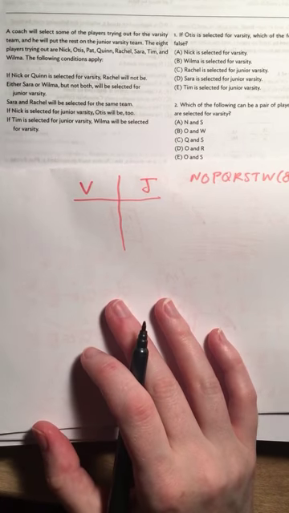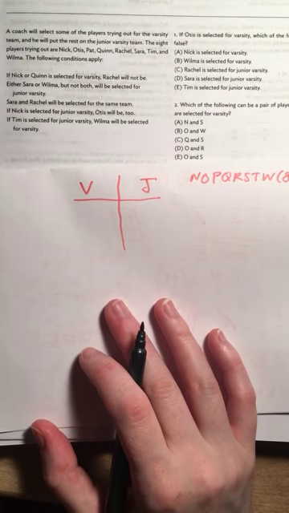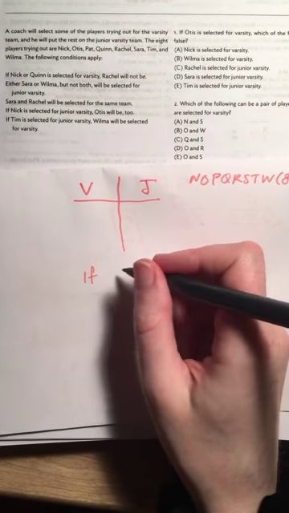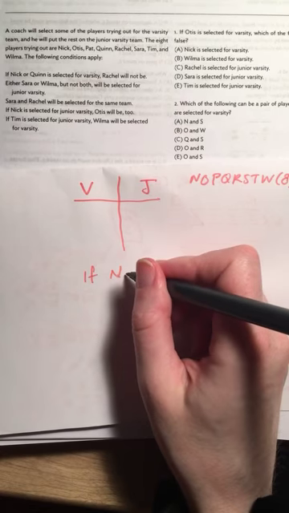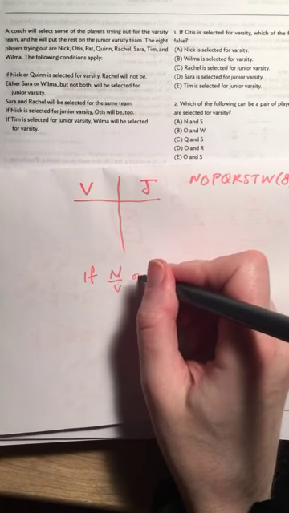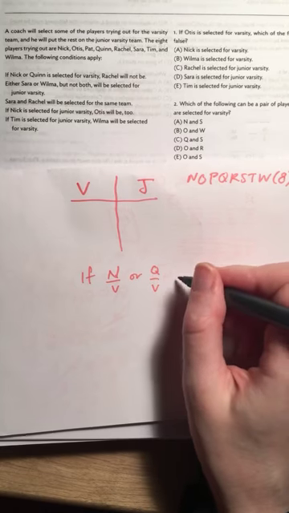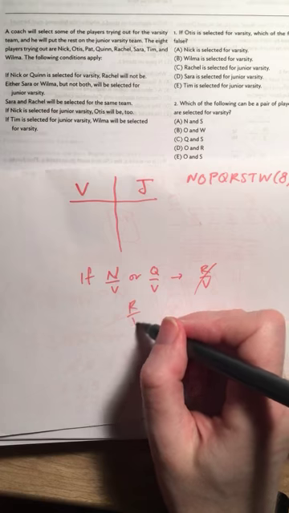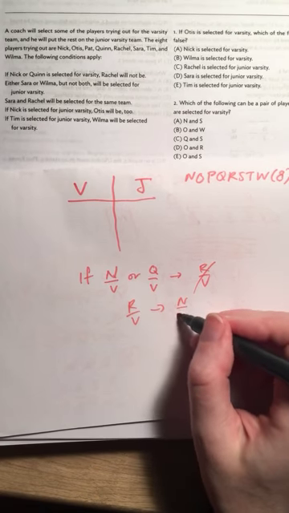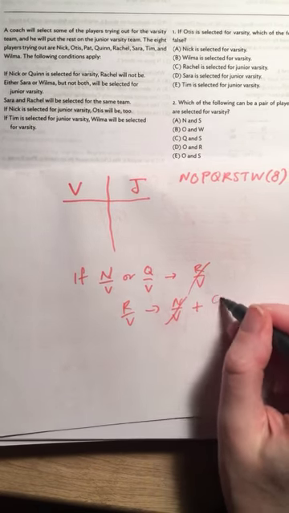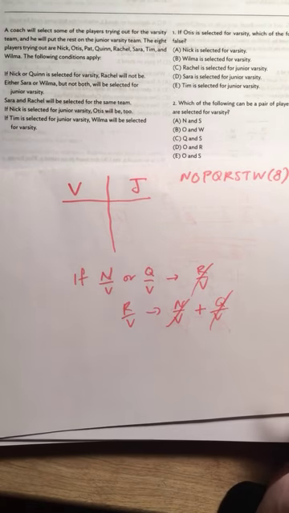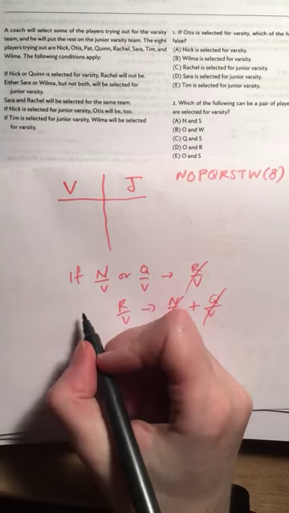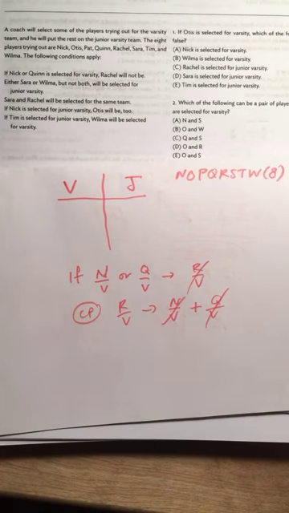8 of them. If N or Q is selected for varsity, R will not be. So if N is on varsity or Q is on varsity, then Rachel won't be on varsity. If Rachel's on varsity, then N isn't and Q isn't. Okay, so we negate every part of that, including the or, which changes to an and, to make our contrapositive.